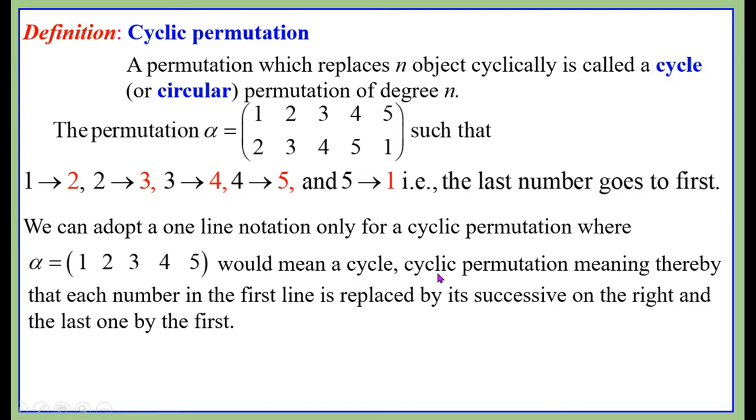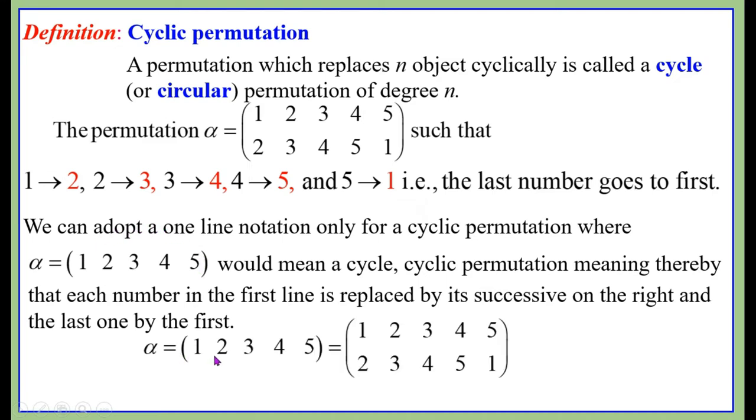This would mean a cyclic permutation, meaning that each number in the first line is replaced by its successor on the right, and the last one by the first. That is, 1 is replaced by 2, 2 is replaced by 3, 3 is replaced by 4, 4 is replaced by 5, and 5 is replaced by 1.